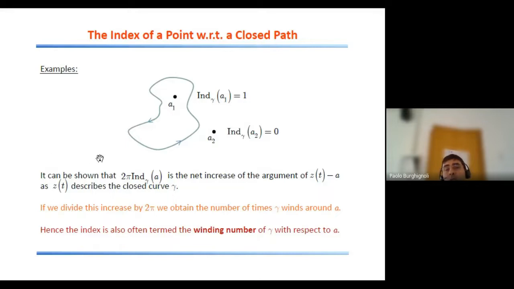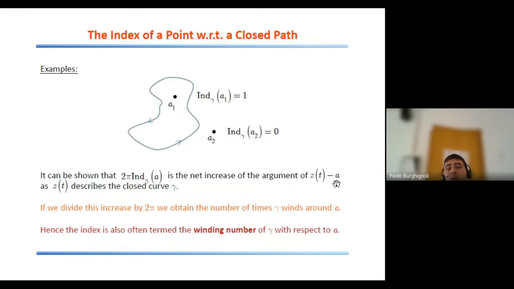Well, because it can be shown that 2 pi times the index of any point A is equal to the net increase of the argument of the complex number z minus A, where z depends on the parameter t. So if you let the parameter vary, and so the point z describes entirely your curve, then the complex number z minus A, which you can imagine as a vector, has a starting point at the fixed point A, and whose ending point is instead variable with the parameter t along the curve.